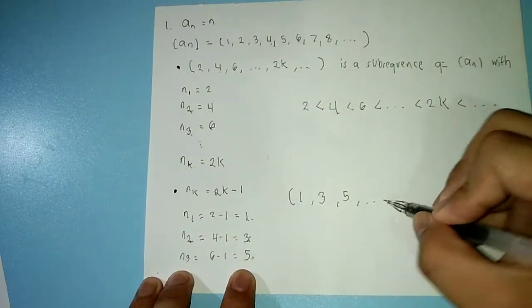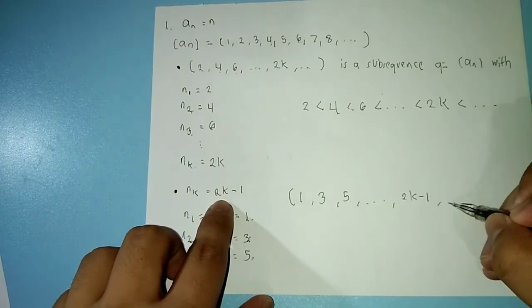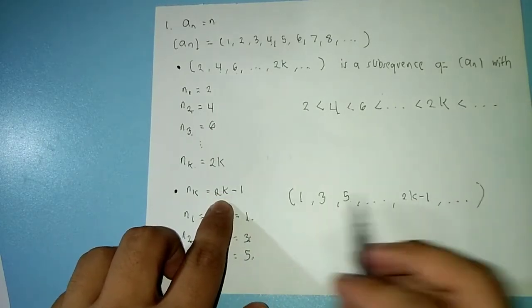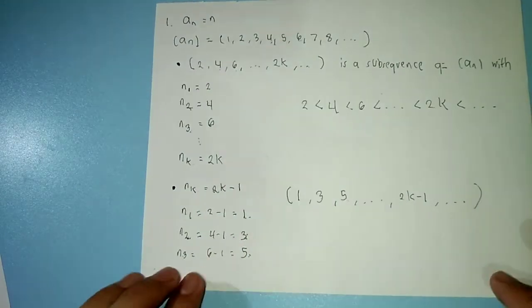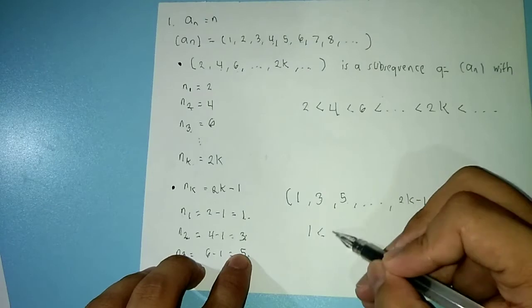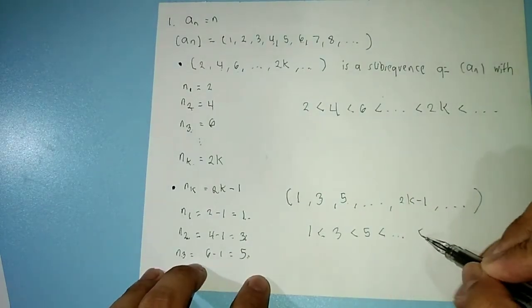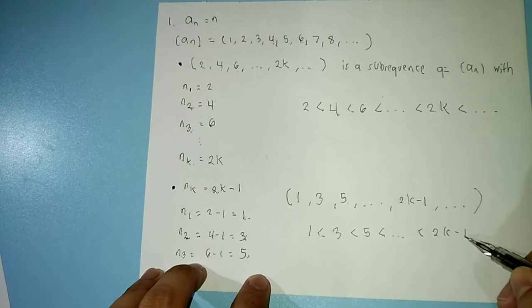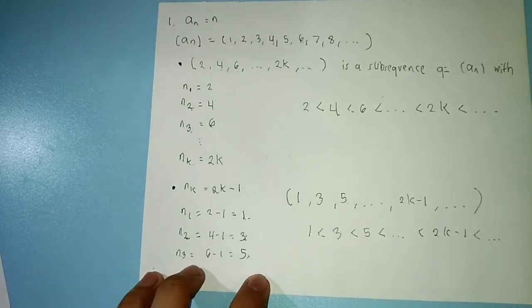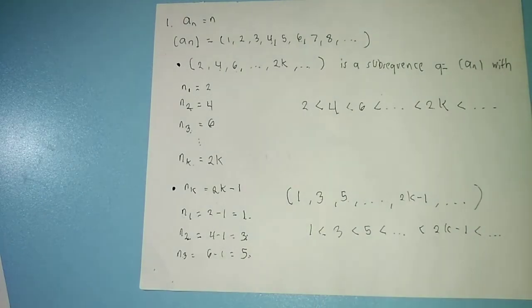So and so on. Pinakita ko lang yung tapos sulat na lang natin yung formula 2k minus 1 and so on. So ito ang ating subsequence with n sub k equals 2k minus 1. And as you can see, 1 less than 3 less than 5 less than and so on, less than 2k minus 1 less than and so on. Okay? So ito yung ating subsequence. Now, ano yung mapapansin nyo sa n sub k?